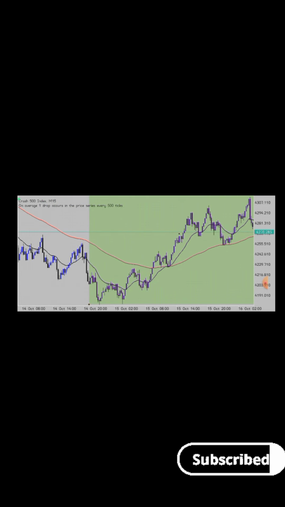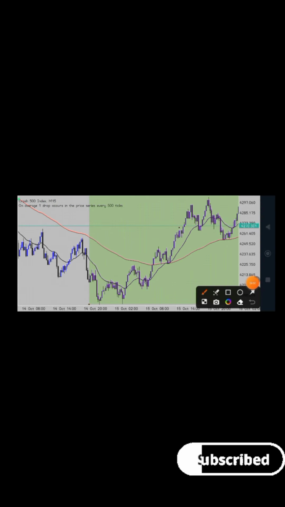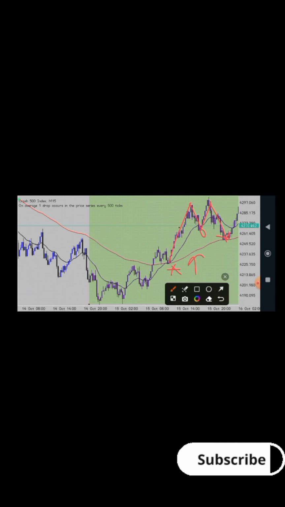Can you see? Even if I enter here now, at this spot, you see how the spike came, but the spike that came did not go above this moving average 100. The market still pushed up again, dropped, and then came back and touched this moving average 100 here.